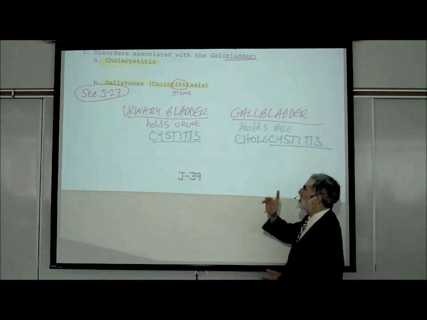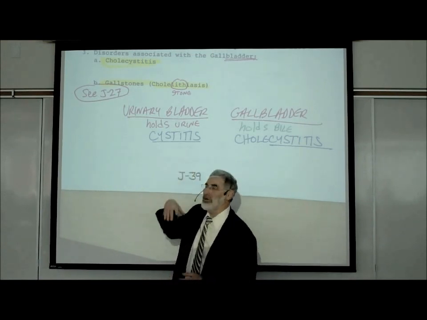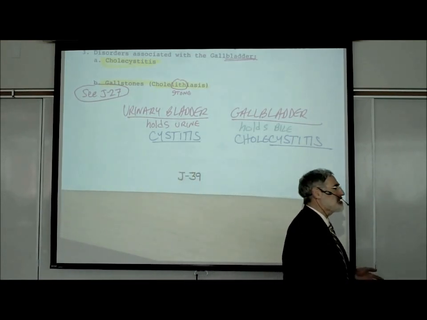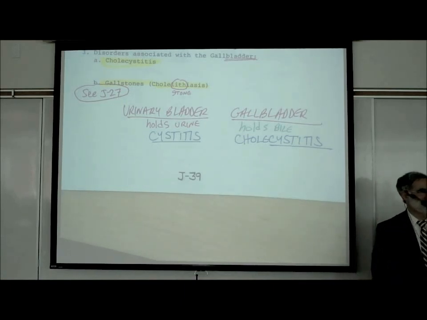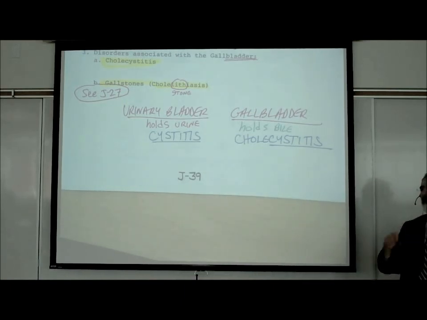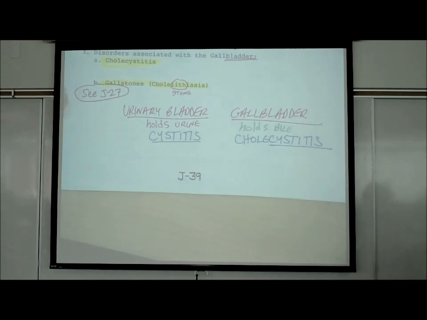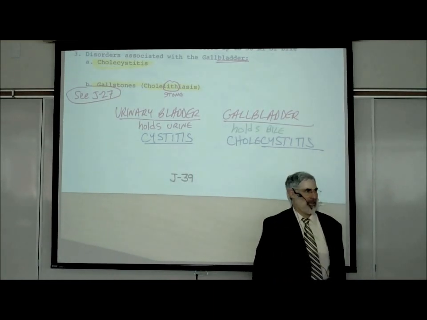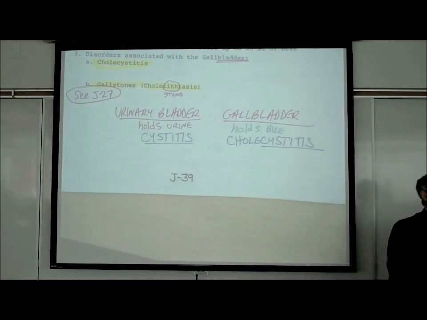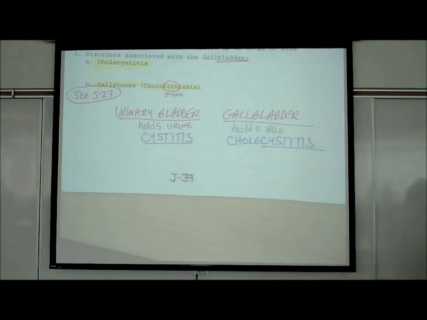So the urinary bladder is a sac that holds urine. The gallbladder is a sac that holds, and don't say gall, it holds bile. Some people say it holds gall. Gall is audacity, but anyhow. Now, when you have an infection of the urinary bladder, that's called cystitis. But when you have an infection of the gallbladder, that's called cholecystitis.